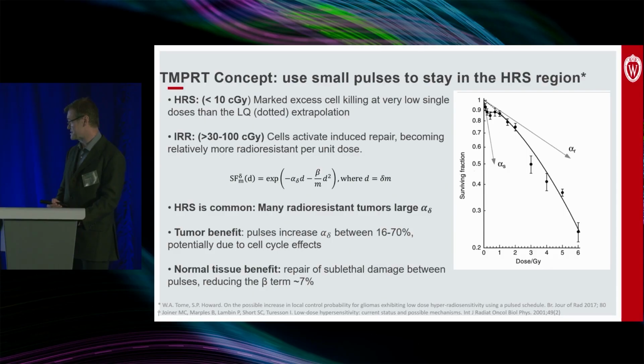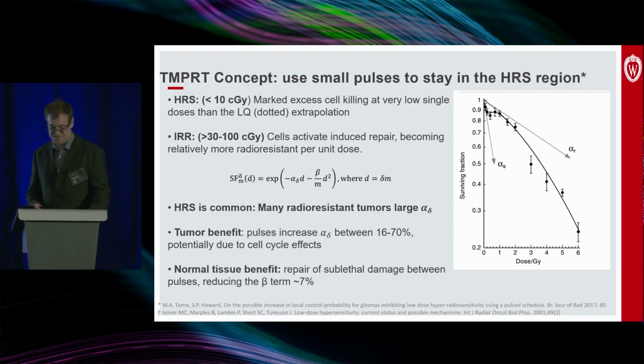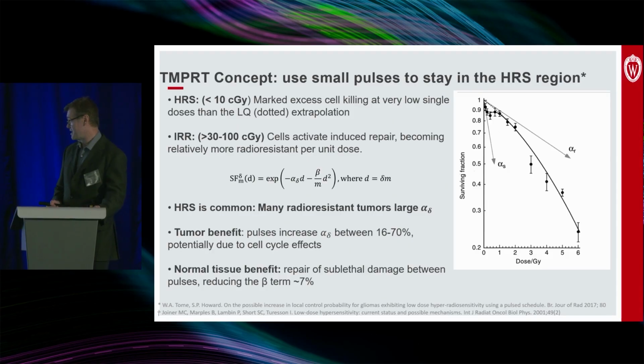And so the hypothesis here is to try to use pulsing, use small doses of radiation at once to deliver the same overall dose, but in smaller quantities to keep the cells in this hyper-radiosensitivity region. The theoretical models predict a potential of enhanced alpha killing in the glial cells between 16 and 70%, which they attribute mainly to a cell cycle effect. And then there's a normal tissue benefit as well.